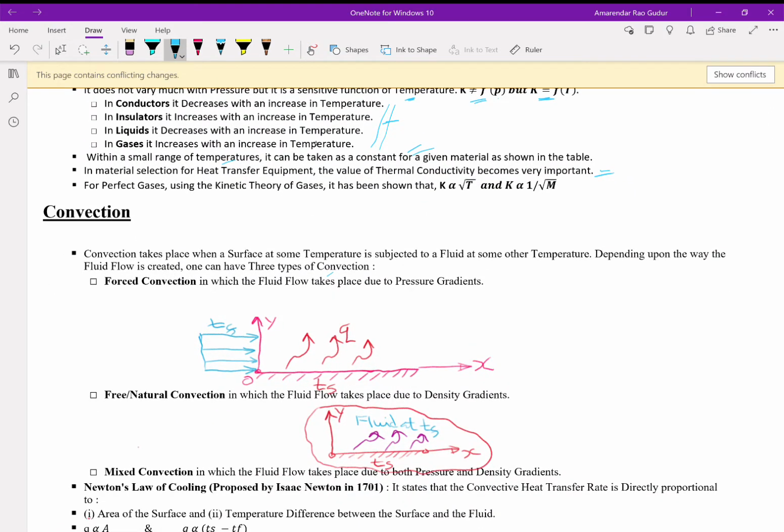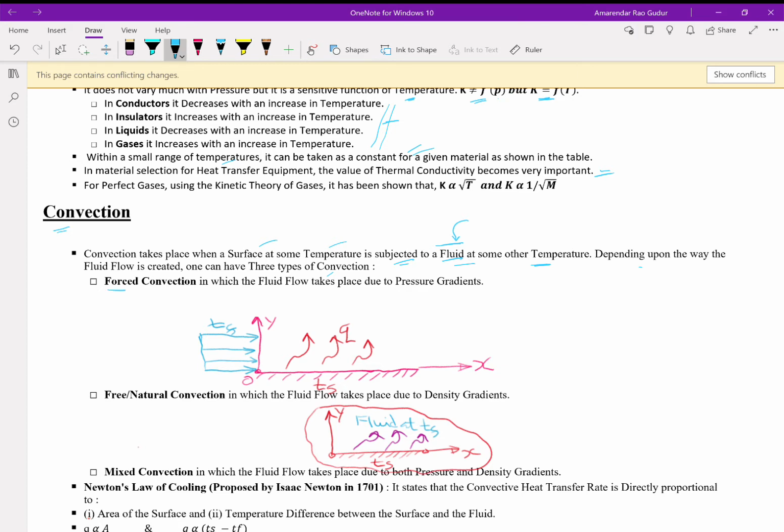Then let us see the rate equation for convection. Before doing so, let's try to understand that convection takes place when a surface at some temperature is subjected to a fluid at some other temperature. When I say a fluid, it is something which is capable of flowing. When I say a fluid, it undergoes a deformation when it is subjected to a shear stress. And depending upon how the fluid flow is created, one can have three different types of convections.